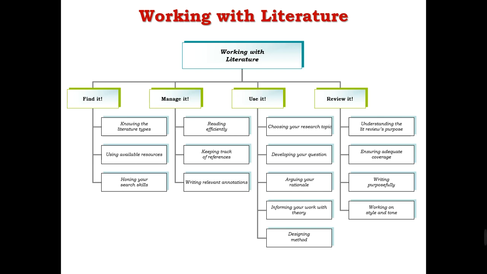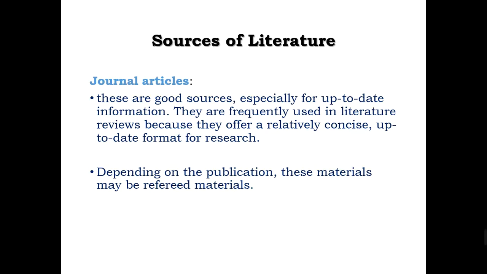That means understanding the review purpose, ensuring adequate coverage of your review literature, and writing purposefully. That means how to write it effectively. Working on the style and tone of research writing is very important. So this is the way we can work with the literature: find it, manage it, use it, and finally review it. So this is the formula to work with literature.